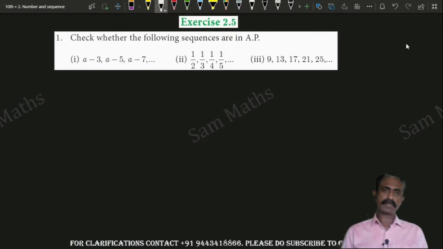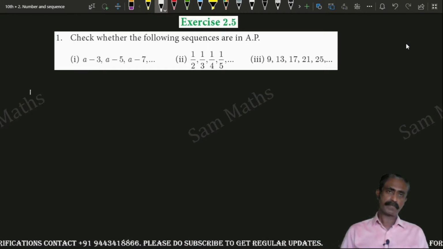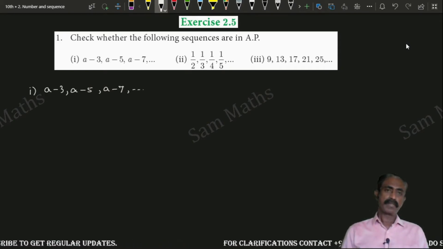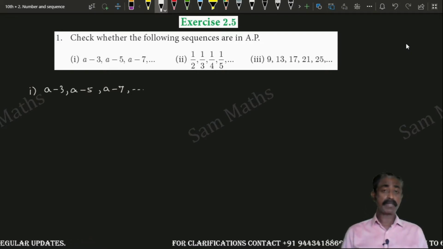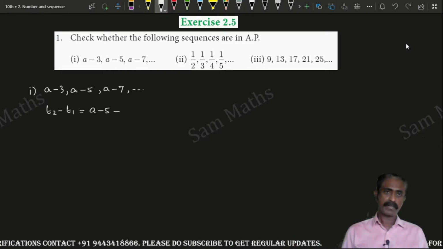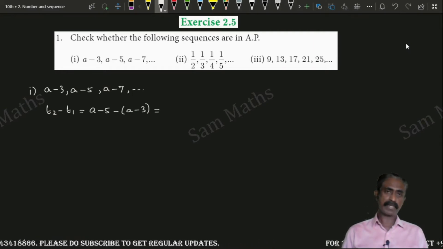Exercise 2.5. First question, check whether the following sequences are in AP. First question, they have given A minus 3, A minus 5, A minus 7, etc. We know if it is in AP, the common difference must be there. Now I am finding T2 minus T1. The second term is A minus 5 minus of A minus 3, which is equal to A, and A will get cancelled. Minus 5 plus 3 is minus 2.